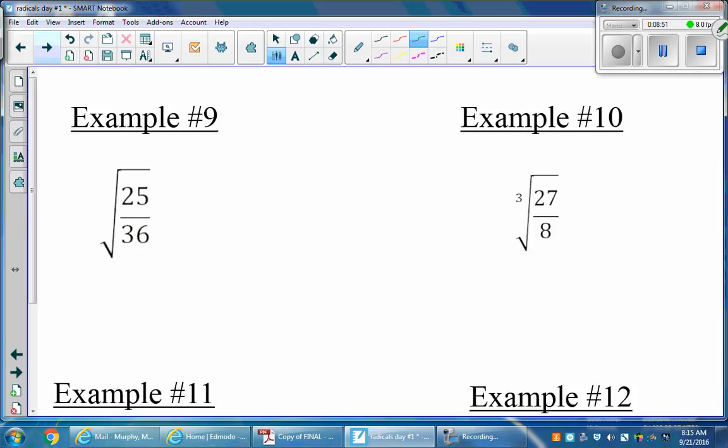Now, the next couple of examples I think are pretty straightforward and easy, so I'm going to go through them pretty quickly. They're fractions. Now, when you take the square root of a fraction, you're going to take the square root of the number on the top and the square root of the number on the bottom. It just so happens that they're both perfect squares, so the square root of 25 is going to be 5. The square root of 36 is going to be 6.